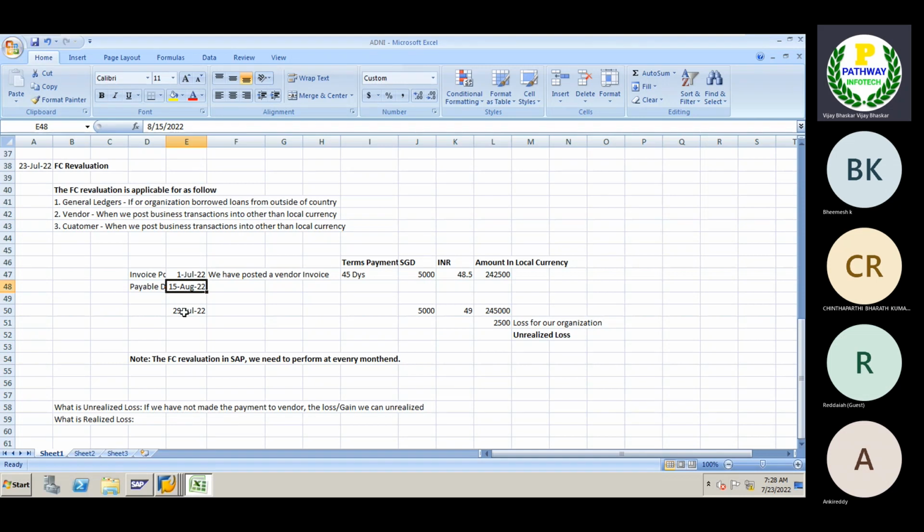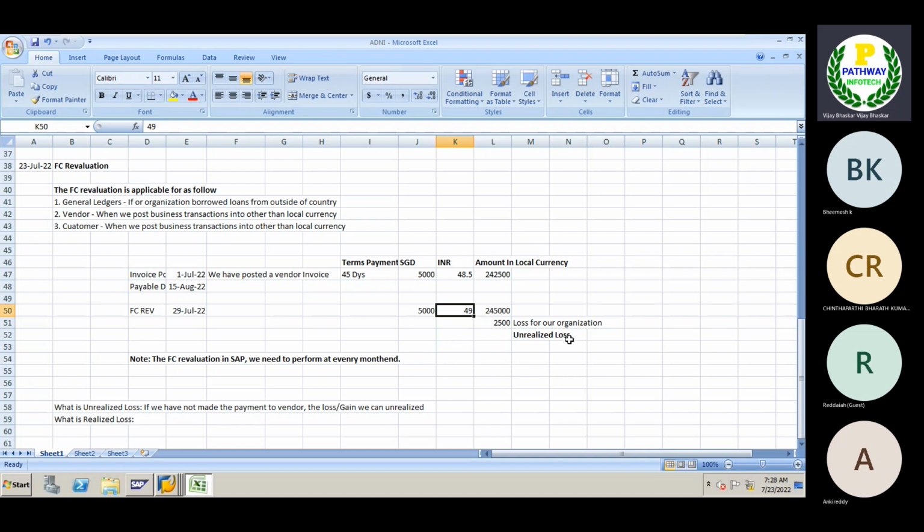We have to make the payment, but we are performing the foreign currency revaluation. Remember the FC revaluation, when we are performing it, it is on the last day of the current month. We have not made the payment until now to this vendor, means the due date is next month only. But for this month end we have to show whether, because of the exchange rate, any losses are occurring.